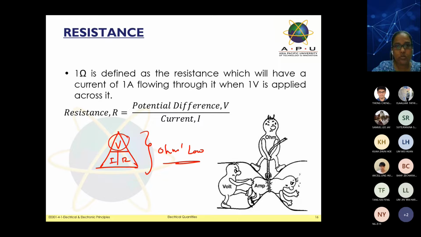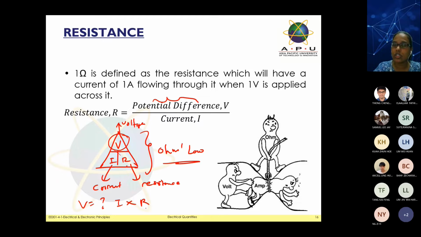When you see the voltage and the current, I always stands for current. R always stands for resistance or resistivity, or we call it a resistor. And V stands for voltage, which represents the potential difference. From this equation or this triangle, when they ask you to calculate the resistance, you need to know voltage divided by current, meaning potential difference divided by current. Unless they ask you to find the voltage value, then you need current multiplied by R.